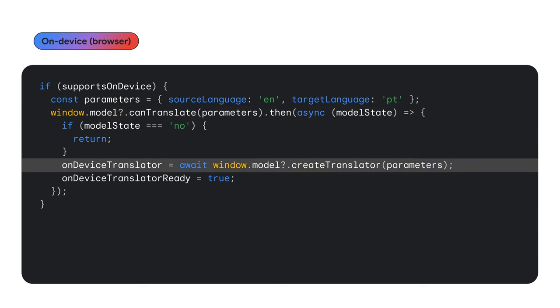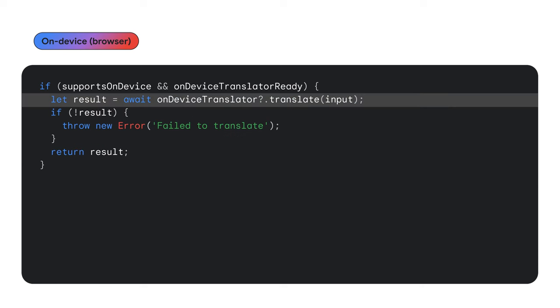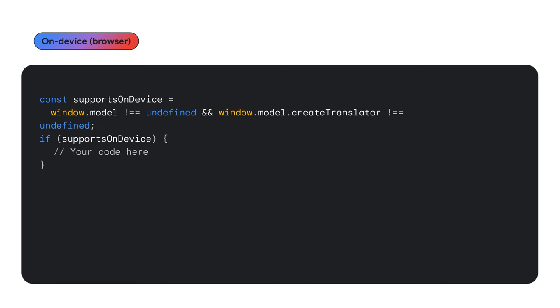Second method is createTranslator, and this sets up your translator object asynchronously. In case the model needs downloading first, it will wait until it's ready. And then the translator object itself has a single powerful method called translate. You feed it the source text and it outputs the translated version. Now remember, this is experimental and Chrome specific for now, so wrap all your code in feature detection.